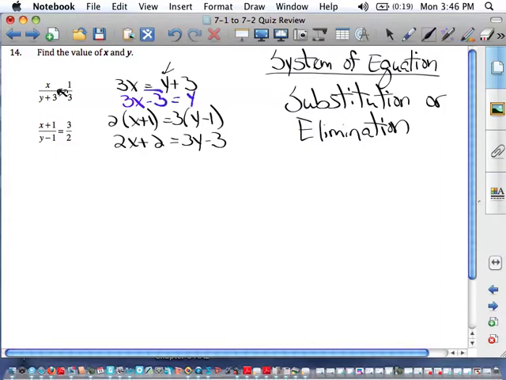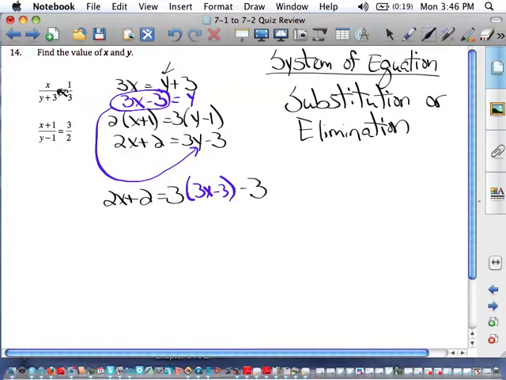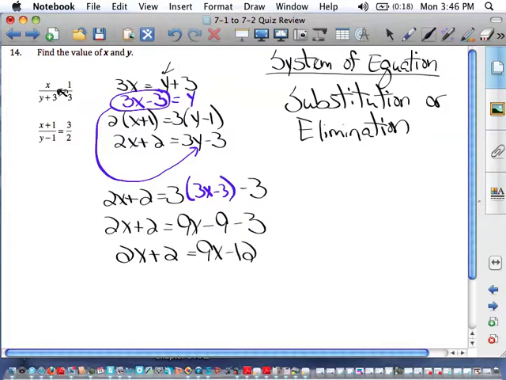And then I can substitute that value into the second equation where there's a y. So I will have 2x plus 2 equals 3 times 3x minus 3. That's simply taking the place of the y. And then don't forget you still have that minus 3. So I have 2x plus 2 equals 9x minus 9 minus 3. Combine like terms, so 2x plus 2 equals 9x minus 12.